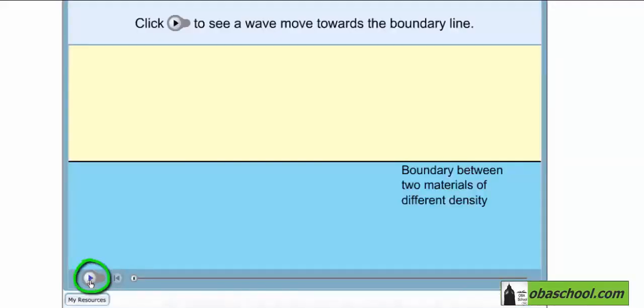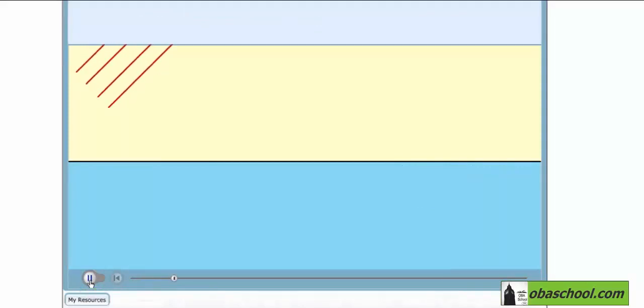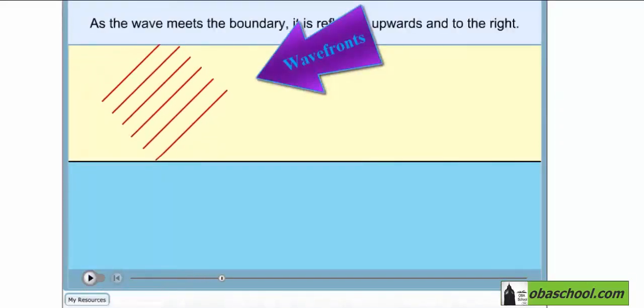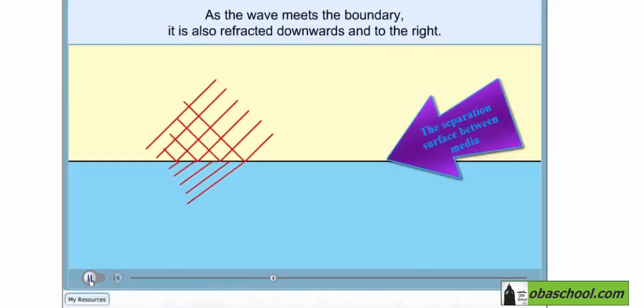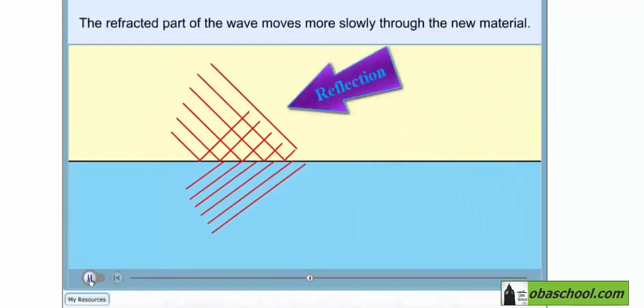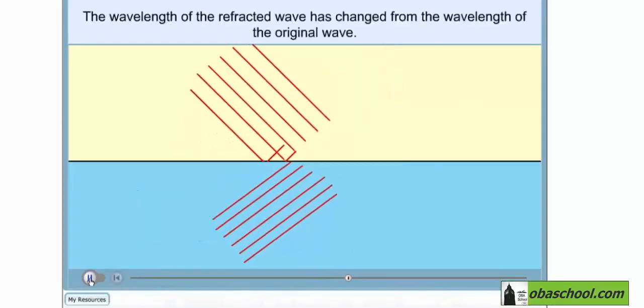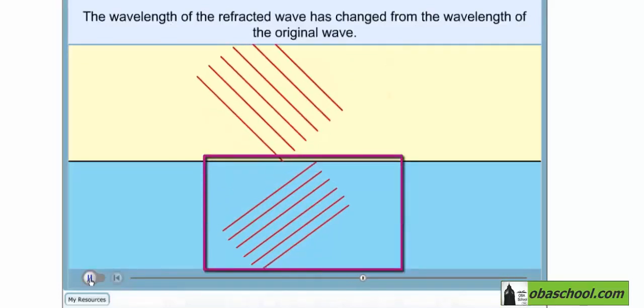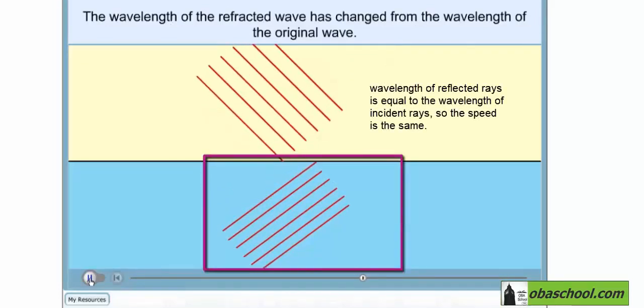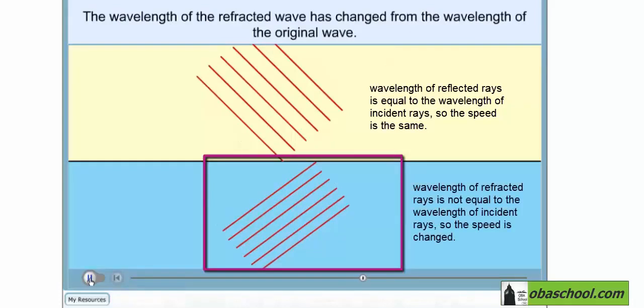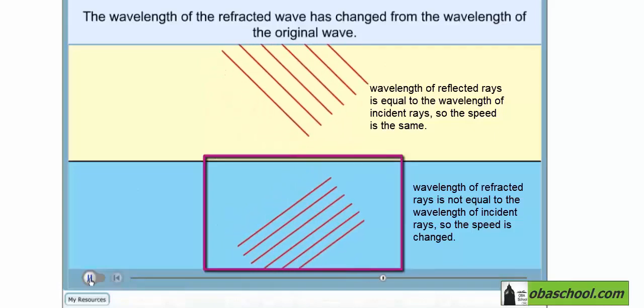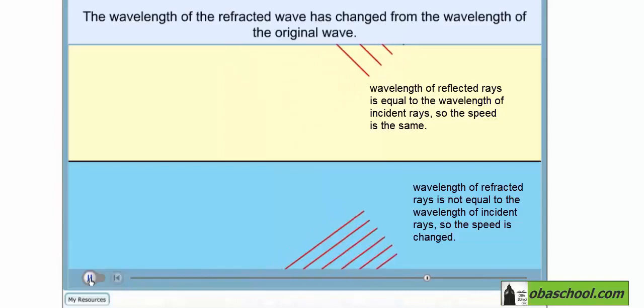Moving on, in this simulator, we can see these light waves with red wavefronts. When light rays meet the boundary between two mediums, part of them will be reflected, as you can see, and the other part will be refracted. And the difference is obvious: the reflected part is of the same wavelength as the incident rays, so their speed is still the same, and the wavelength of the refracted part is smaller than that of the incident rays, which means that they undergo a decrease in their speed, and that's why they undergo a change in their direction.